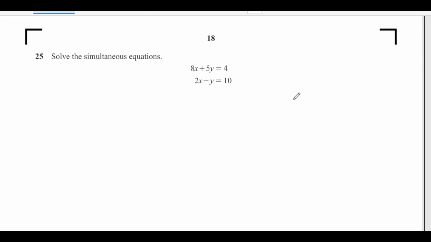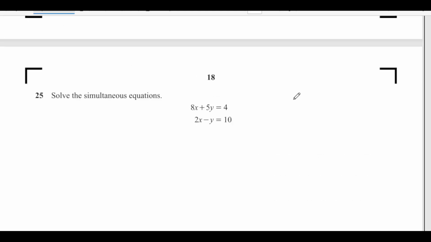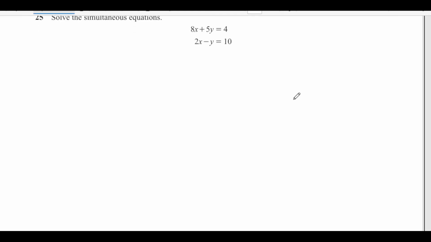Now number 25, I guess this is the last question of your paper. So solve these simultaneous equations. For simultaneous equations, you can use any method. You can use the substitution method, or you can make the coefficients the same. So I am making the coefficients the same. Here if you see, this is 8x, this is 5x, here is only 5y. So I am going to multiply the whole second equation by 5, and I will rewrite everything.